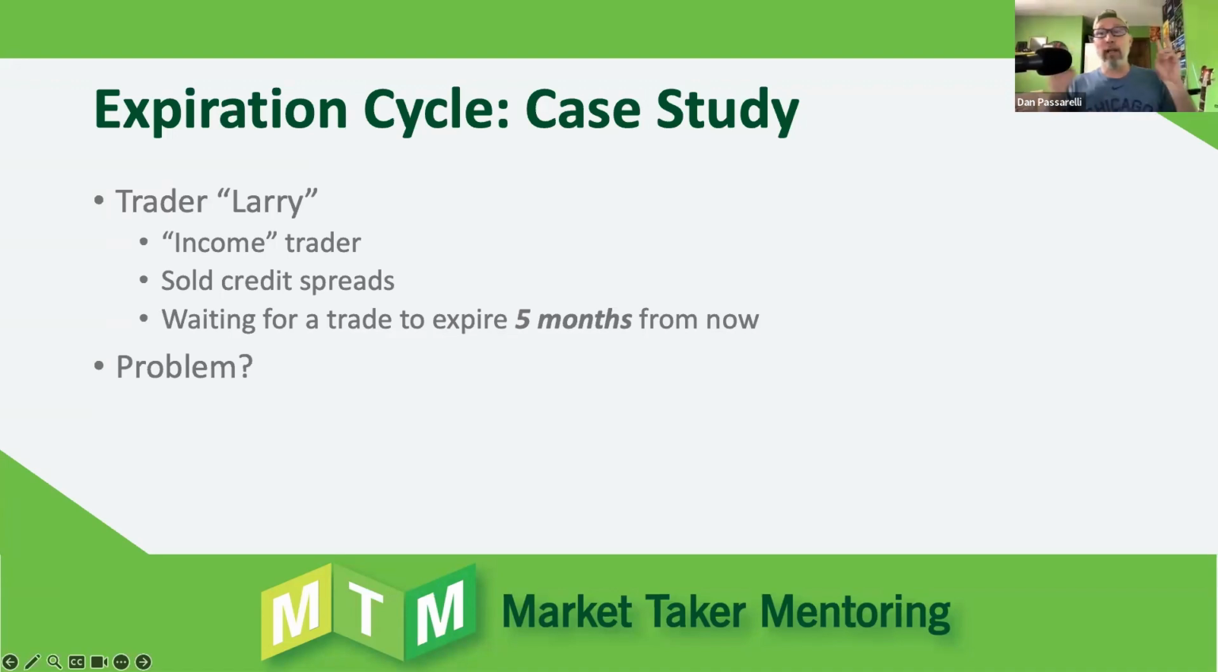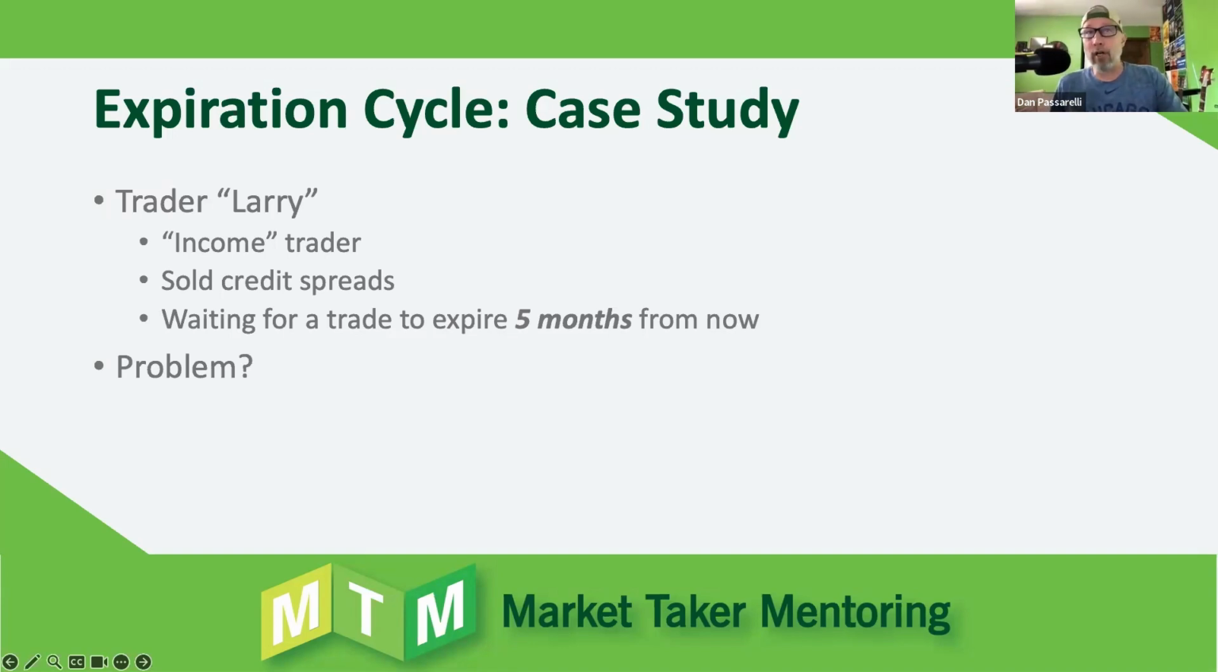So Larry is an income trader, which we've done a class on income trading here with Firstrade, haven't we? That's basically option selling strategies so that you can make money on time passing as long as the stock cooperates and doesn't move dreadfully against you. And so one popular strategy with income trades is the credit spread. So Larry probably trades a lot of credit spreads.